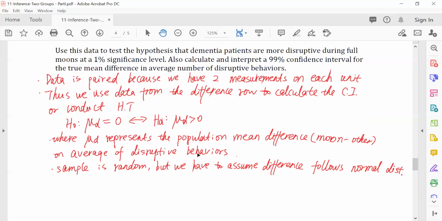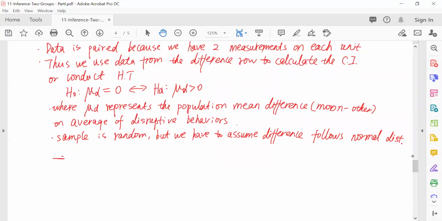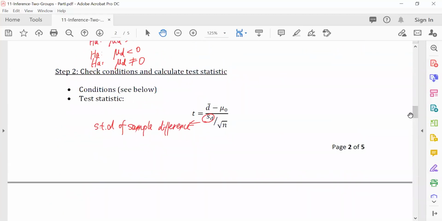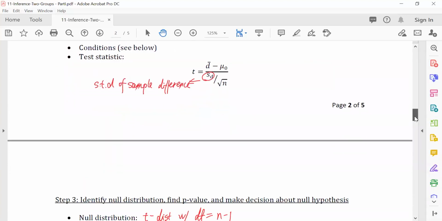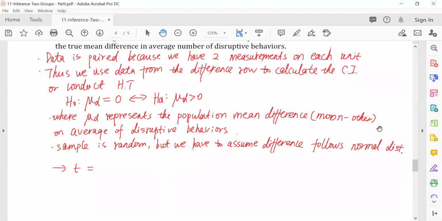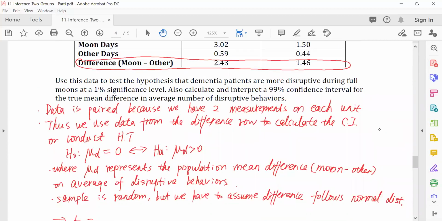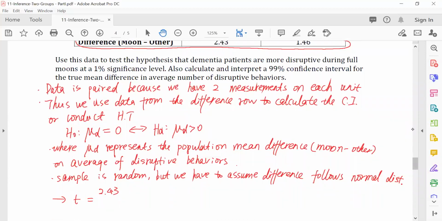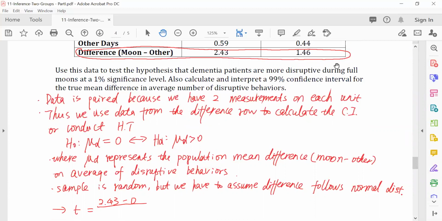Okay, so after checking the conditions, we are going to calculate the test statistic. The t-test statistic will be calculated using this formula here, right? We are just going to put the numbers into this formula. So the D bar is 2.43 minus mu now is 0 divided by the SD is 1.46 divided by square root of sample size n equals to 15 is here.